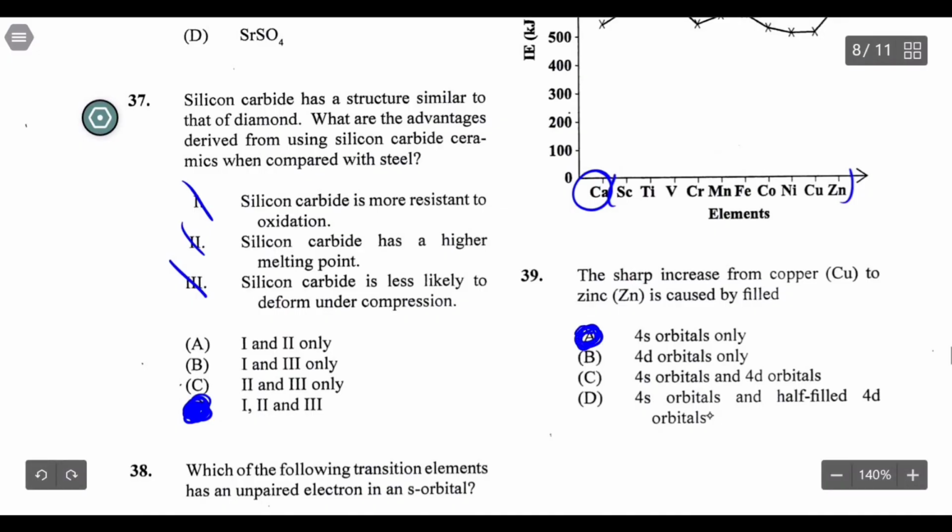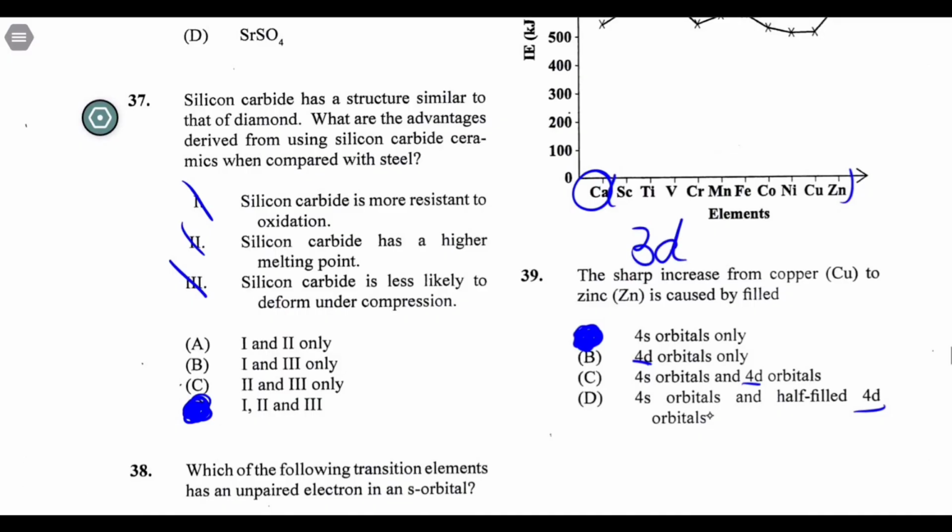Now the reason why I didn't even consider any of the others is because they introduced the 4d orbitals in all of them. So I didn't have to think much about it, because 4d orbitals have nothing to do with the first row transition elements, because the first row transition elements have 3d orbitals, and the second row of the transition elements are the ones that have 4d orbitals, which are not a part of your syllabus. So yeah.